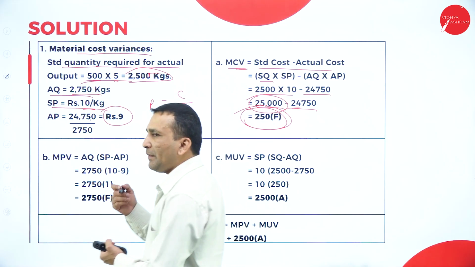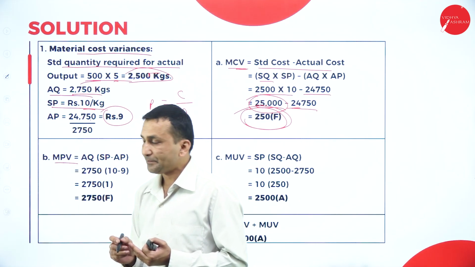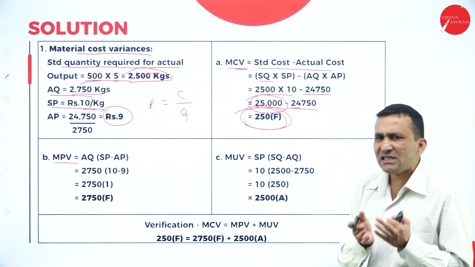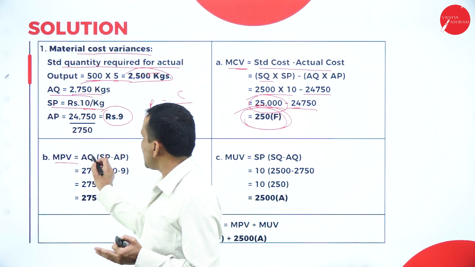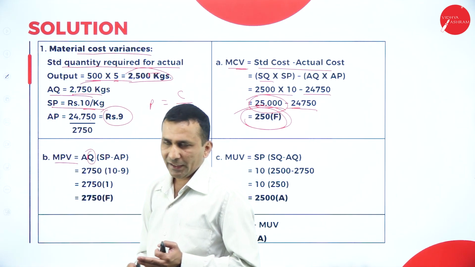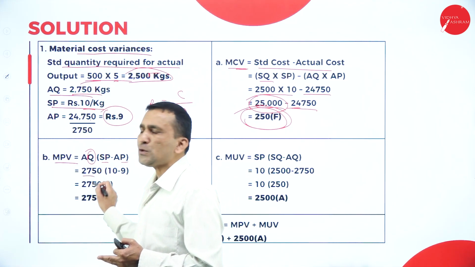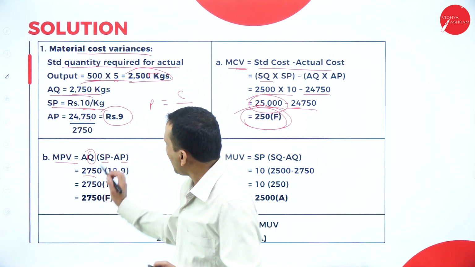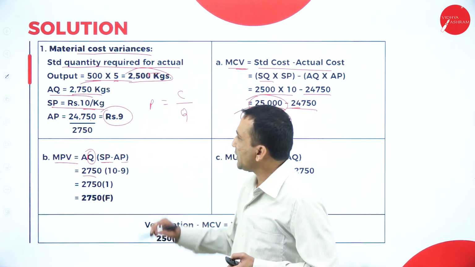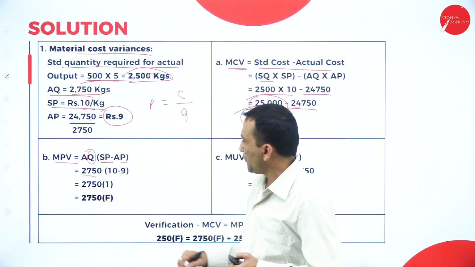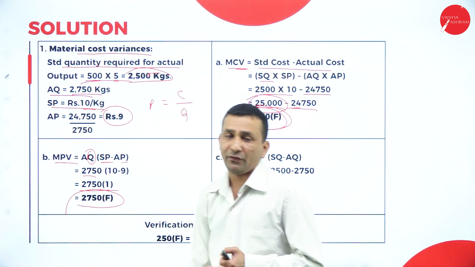So moving to material cost variance, which is a combination of material price variance and material usage variance. Material price variance: when you are talking about material price, it comes under actual quantity into standard price minus actual price. The actual quantity we know is 2750, which is given. The formula is very simple to understand here. So the standard price 10 minus actual price, which we calculated as 9 rupees. If you subtract, you are getting 1. So after multiplying, you are also getting a favorable result.